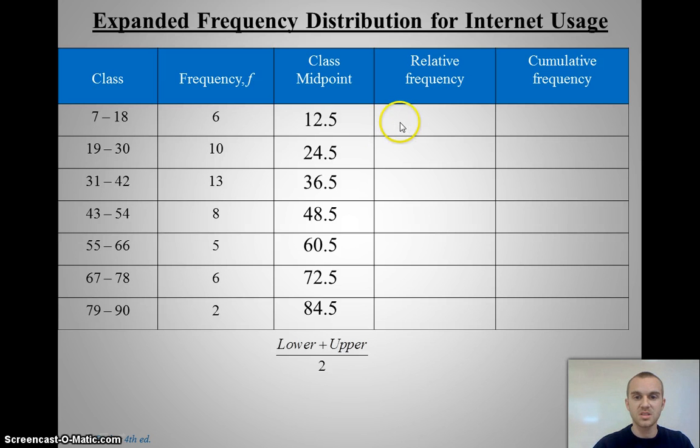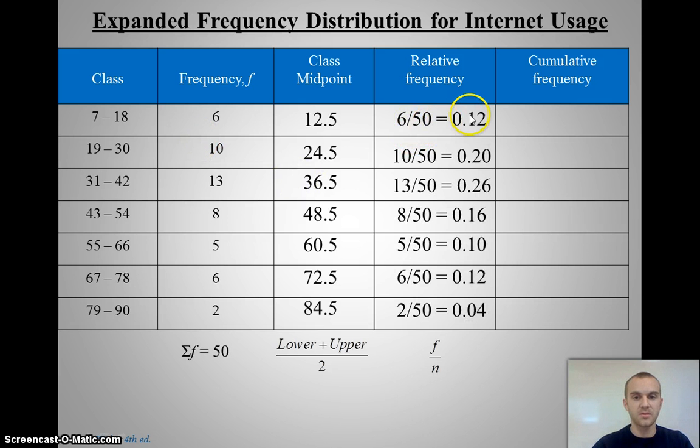For relative frequency, as you remember, it was the class frequency divided by the sample size. In this case, the sample size was 50. So I'd have 6 divided by 50, 10 divided by 50, 13 divided by 50, and so on. And there'd be all my relative frequencies.